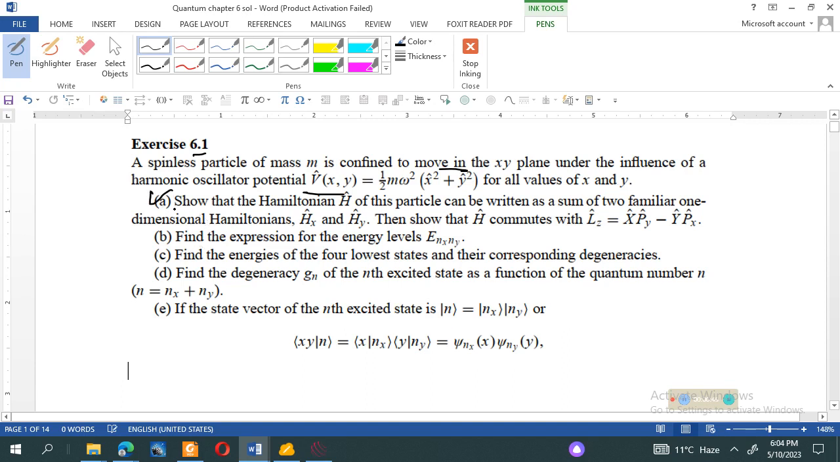Then in part A we are being asked to show that the Hamiltonian of this particle can be written as a sum of the two familiar one-dimensional Hamiltonians, Hx and Hy. Then show that H commutes with Lz, which is equal to this. In the first part, we have to write the total Hamiltonian as H = Hx + Hy, because our particle is under the influence of a potential which depends upon x and y as follows.